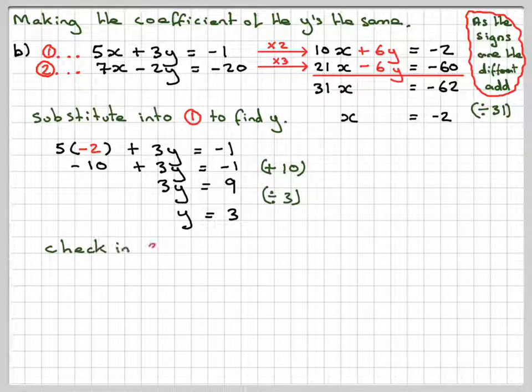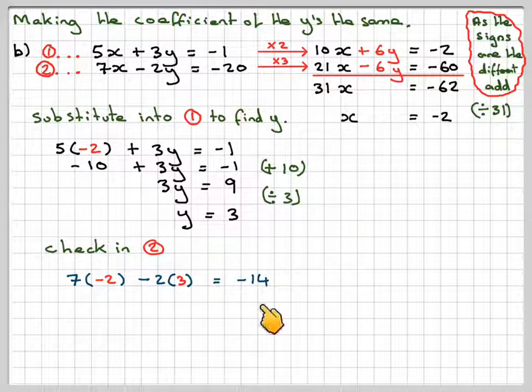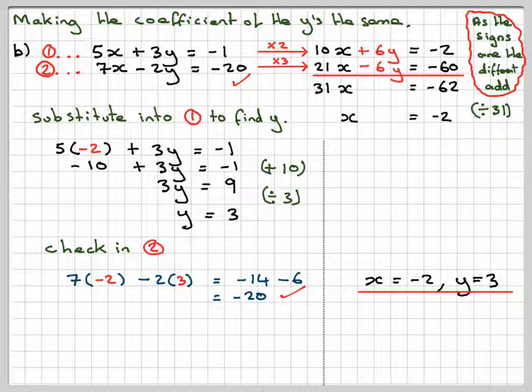We should check in the one we didn't use. So we're going to check in 2. So it's 7 times x, so it's 7 times minus 2, minus 2 times 3, which gives minus 14, 7 times minus 2, minus 6. Minus 14 minus 6 gives me minus 20, which is what I wanted. So it's correct, and therefore I can say that x is minus 2, y is equal to 3.